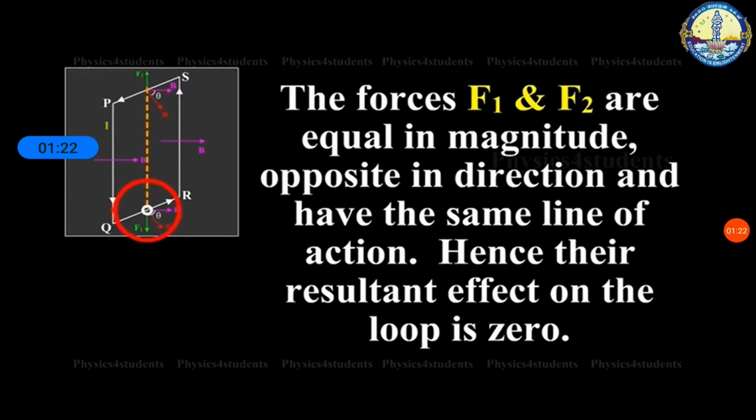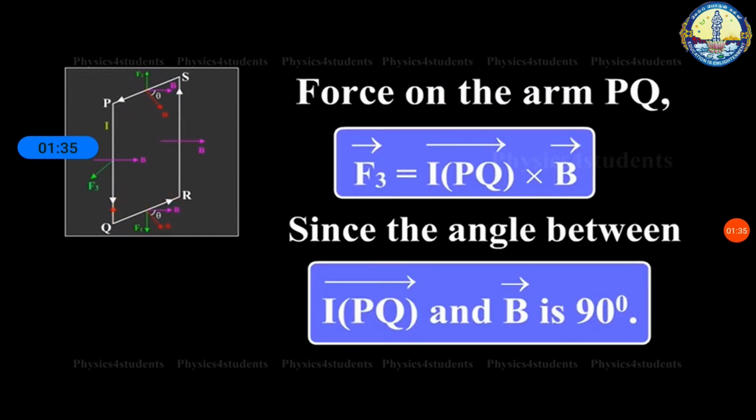The forces F1 and F2 are equal in magnitude, opposite in direction, and have the same line of action. Hence, the resultant effect on the loop is 0. Force on the arm PQ, vector F3, is equal to vector I into PQ cross B vector.